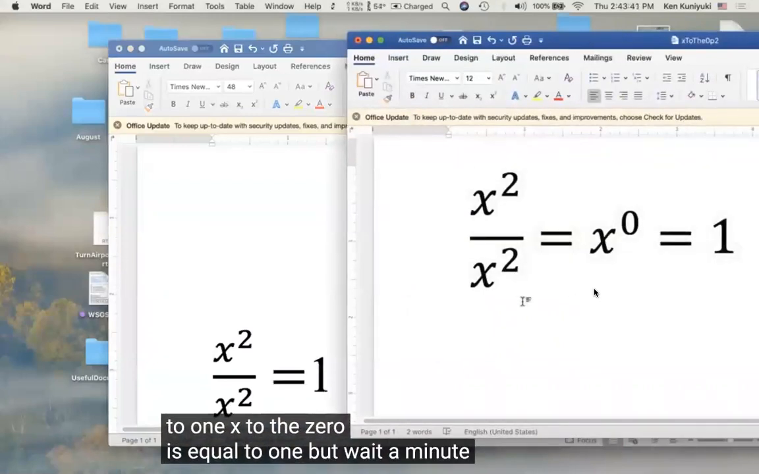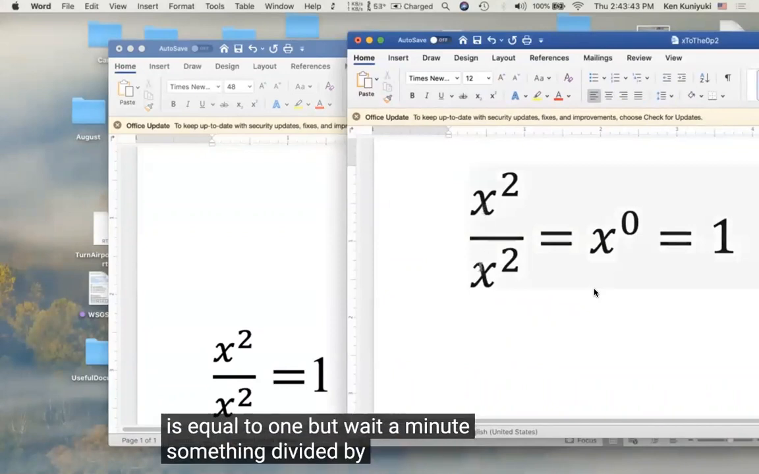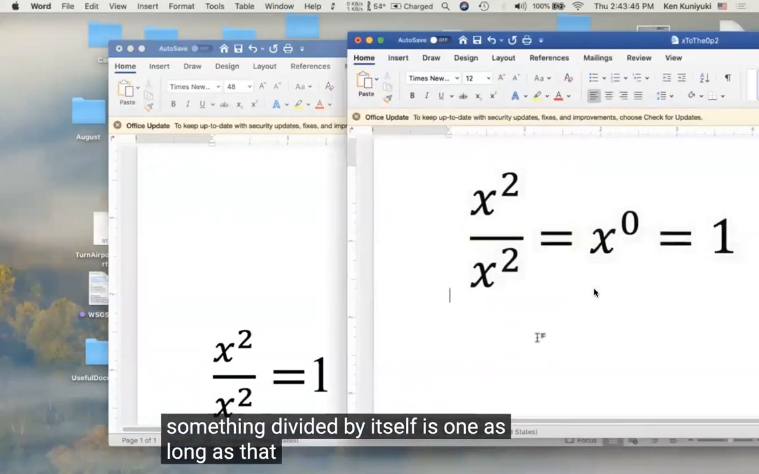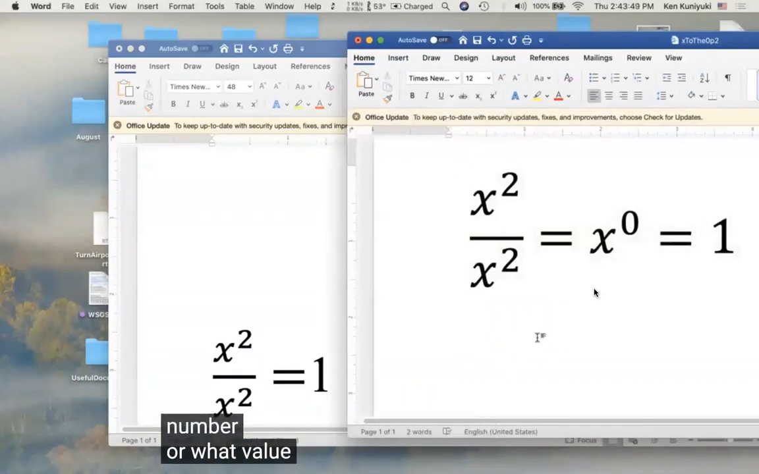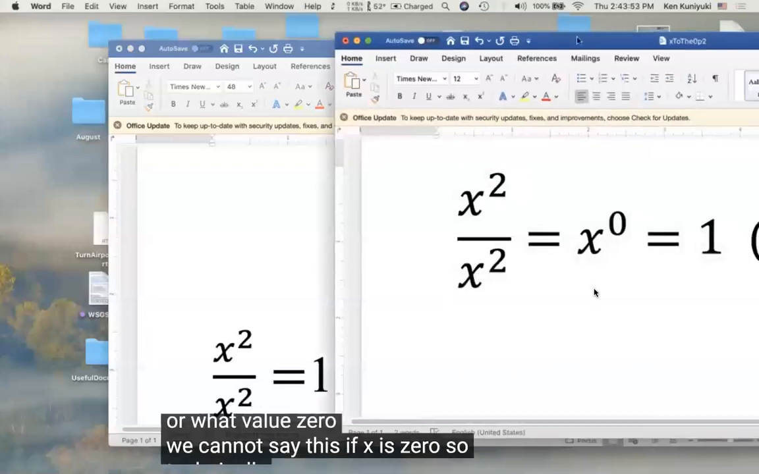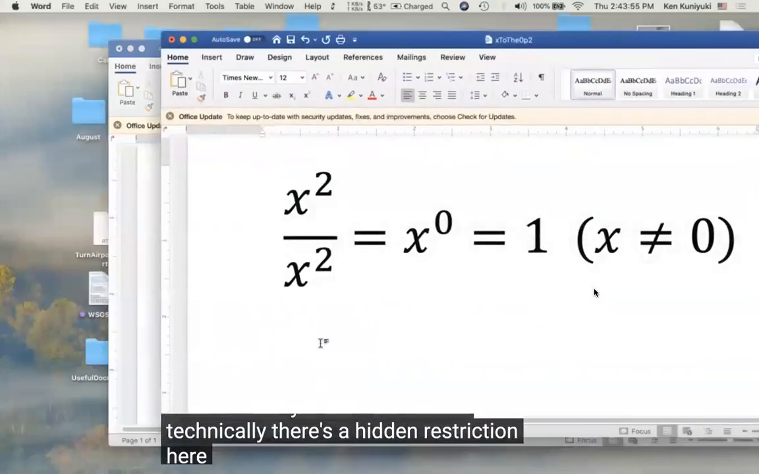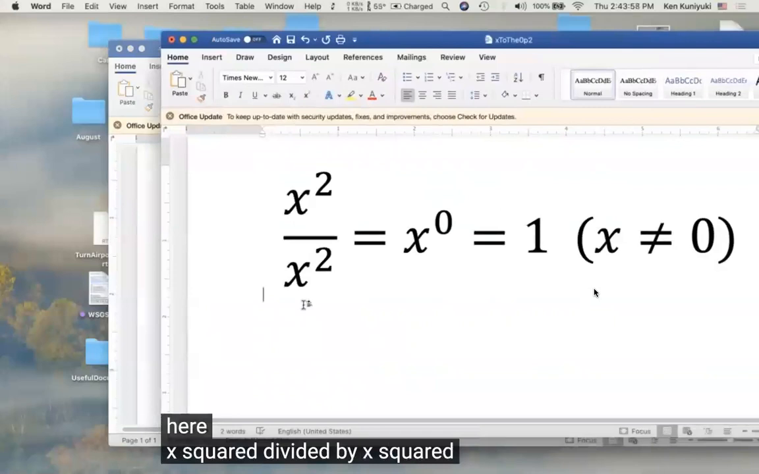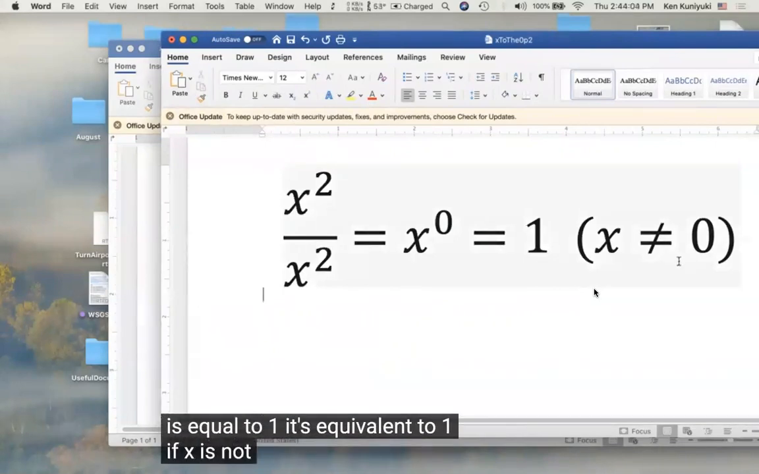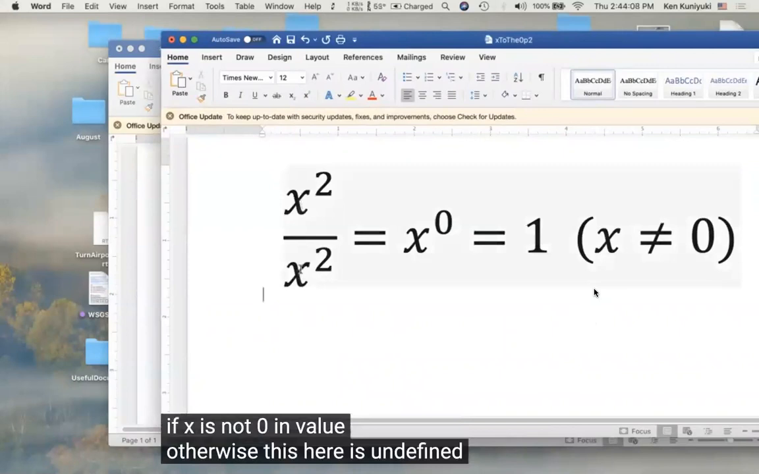But wait a minute. Something divided by itself is 1 as long as that something is not what number? What value? 0. We cannot say this if x is 0. So technically, there's a hidden restriction here. X squared divided by x squared, or x to the 0, is equal to 1. It's equivalent to 1 if x is not 0 in value. Otherwise, this here is undefined.